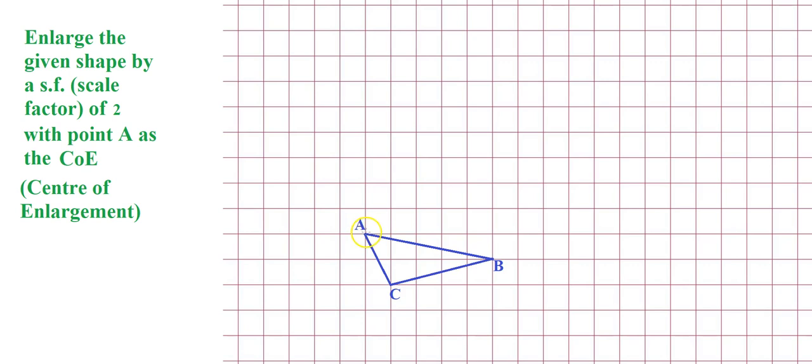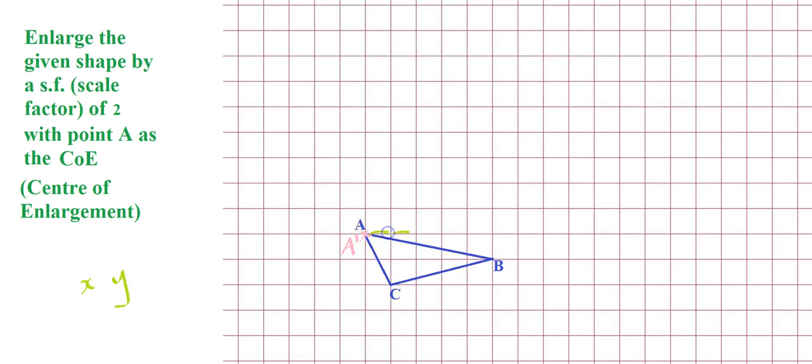So in this particular case, if we are going to assume that A is the center of enlargement, how do I get from the center of enlargement to A, if I'm going to first work with point A? Well, A doesn't move. So this is not only point A, it's also A dash. How do I get from A to B? So again, we do our x-axis move and then our y-axis move, right? So let's just do that.